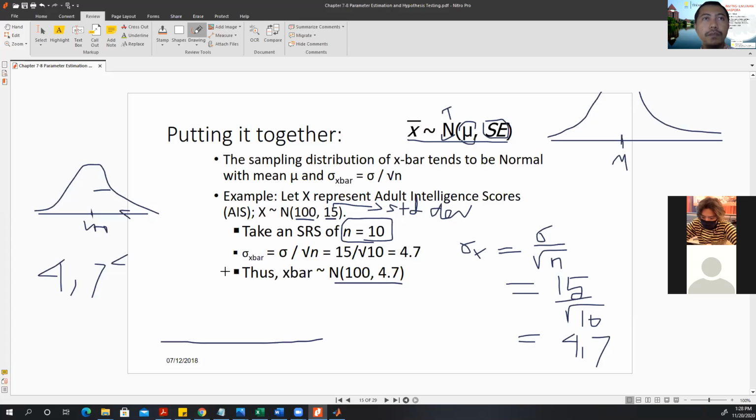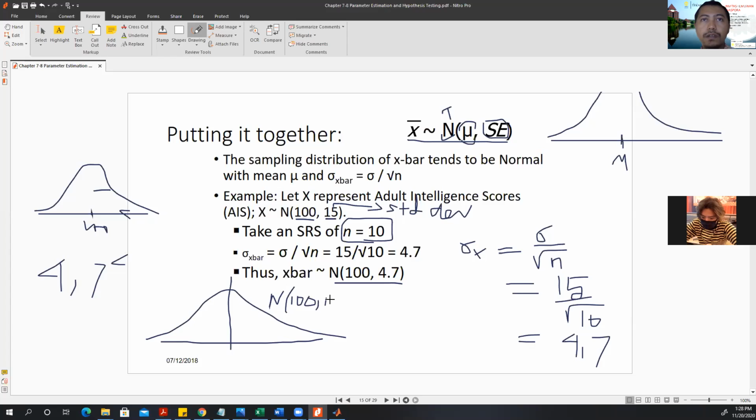It seems a bit difficult using MATLAB, so I will plot here. Let's say this is the population distribution, with mean 100 and standard deviation 15. For the sample, you can see the mean is still the same, but the standard deviation is a bit smaller, so the graph looks like this, the blue one. The mu is still 100, but the shape of the graph is different.